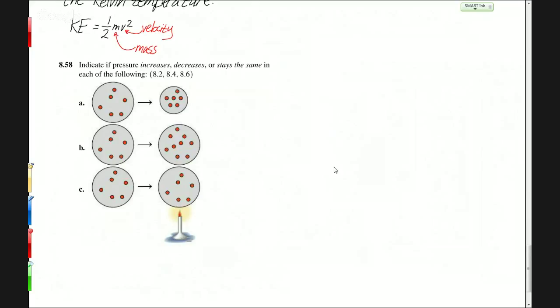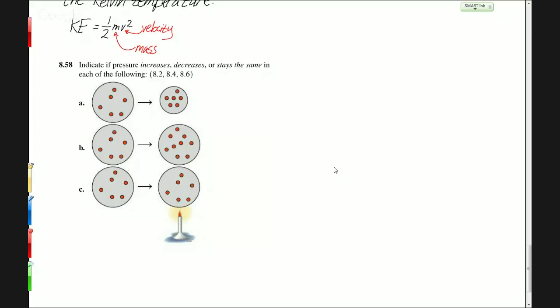All right. What's happening in the second example, B? What's changing there? Increasing the gas. Yeah. So you're increasing the moles of gas, the number of gas particles. So what does that do to the pressure? Increase the pressure. For the same reason, right? More gas molecules will hit the walls more, so you'll have more collisions with the walls. So that's an increase in pressure.